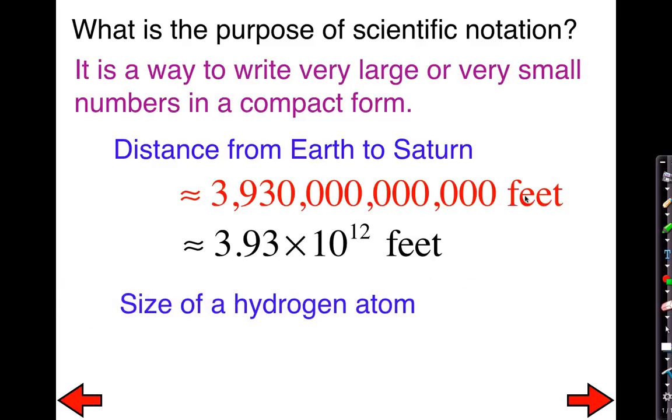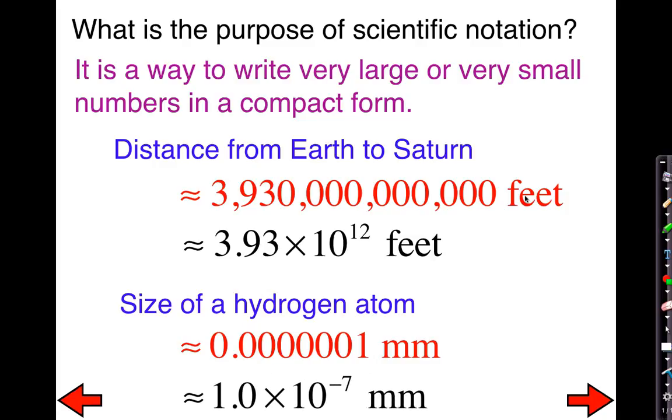Now, let's talk about something very small, like maybe the size of a hydrogen atom. Well, here is the size of a hydrogen atom. Very tiny. But again, a quick way for us to look at a number and assess exactly how small it is without having to count how many zeros there are, we can express in scientific notation such as 1.0 times 10 to the negative 7th millimeters. So again, this is the only situation where we would keep our exponents negative. So you're going to see that positive exponents generally will represent a relatively larger number, and negative exponents are going to represent small numbers.